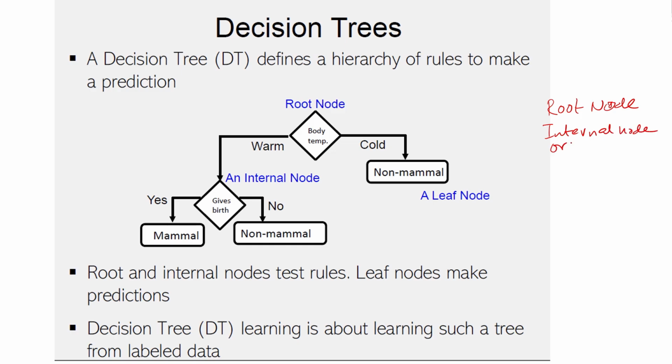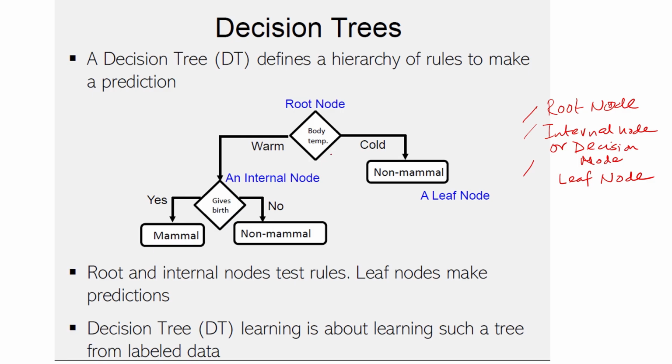where the decisions are made or data are split, and the third thing you have is the leaf node where the tree ends. So, root and internal nodes test the rules. All the rules I talked about a couple of minutes ago, they test at the root and internal nodes, and leaf nodes make the predictions. So, you understand that this is the structure of a decision tree.